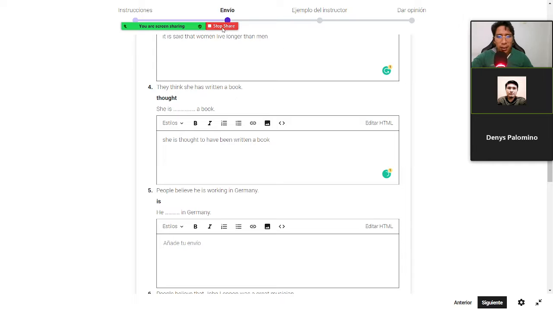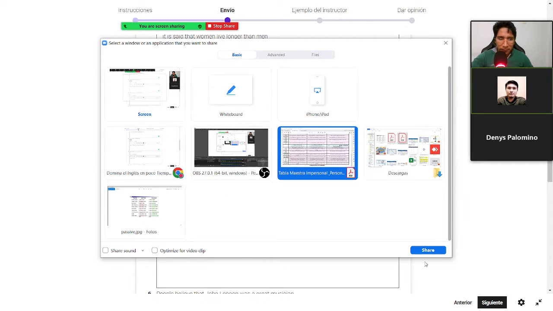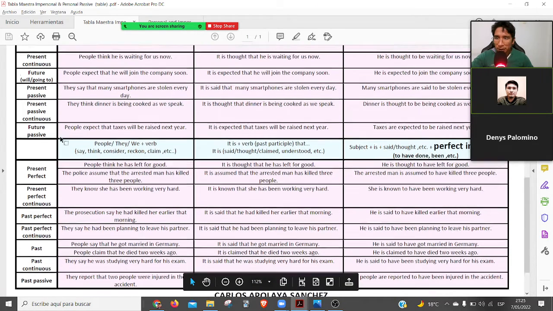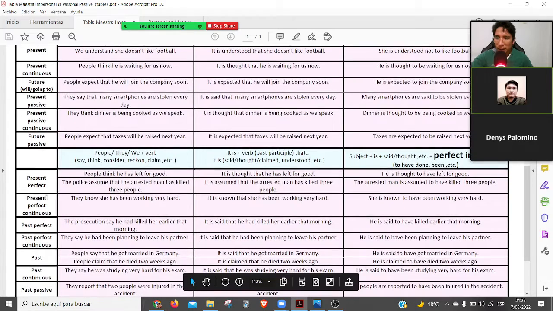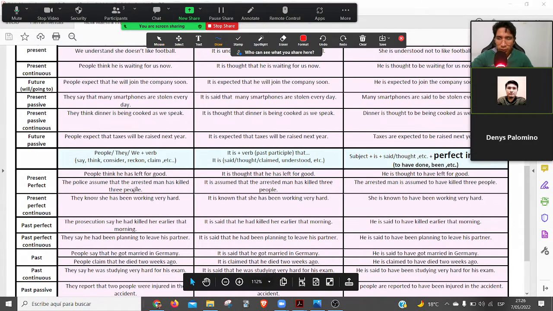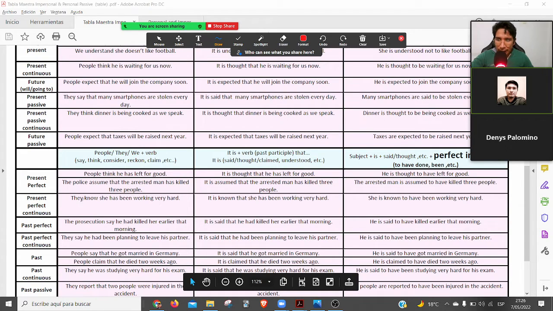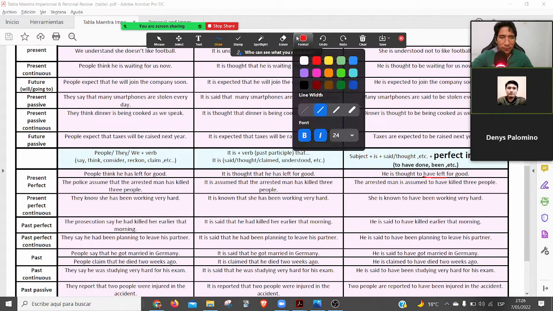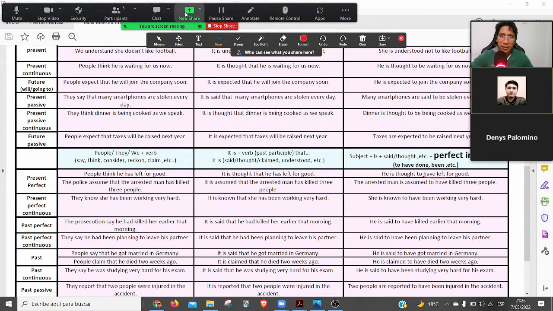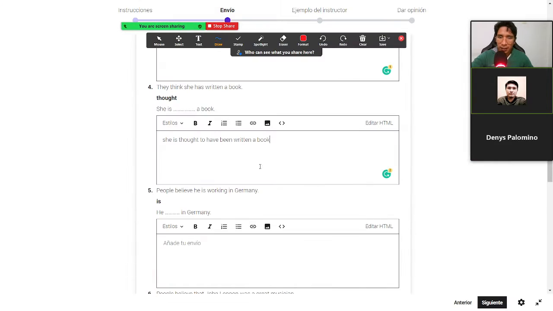A ver, chequemos la tablita. Present perfect. A ver, aquí, ¿qué dice? Focus on this. Present perfect. To have left. People think he has left for good. It is thought that he has left for good. He is thought to have left for good. You got it? Okay. Entonces, ¿qué sería aquí? We have been.